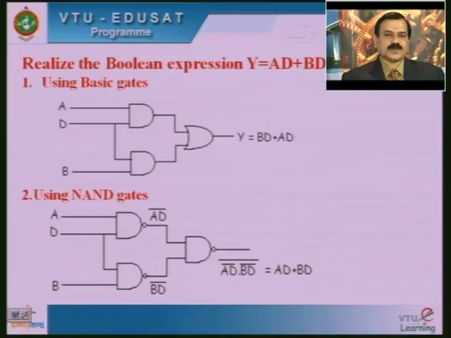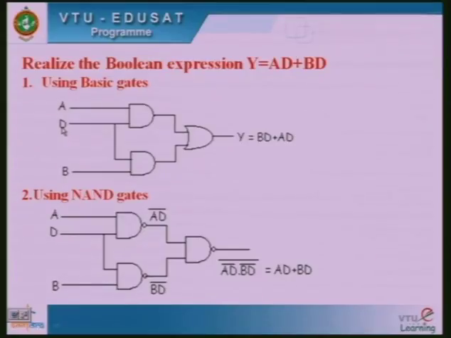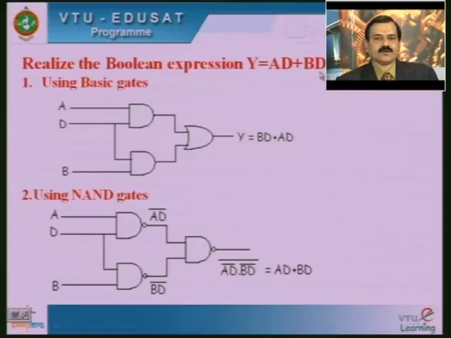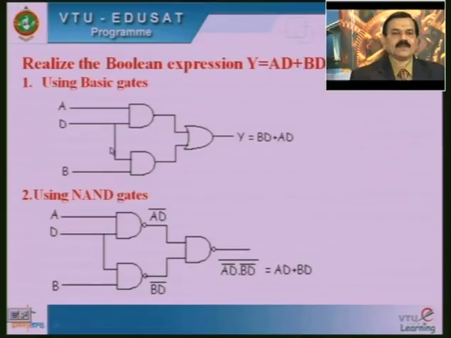Realize the Boolean expression Y equal to AD plus BD. Using basic gates, it is possible for us to write like this. The first A variable is taken and the D variable is taken, and the B variable is made separately. So the meaning is that D is there in both parts of the given equation. Here we see the D and here also we can see the D value. Instead of that, the D value can also be given separately, but here the D value is taken from a common line.